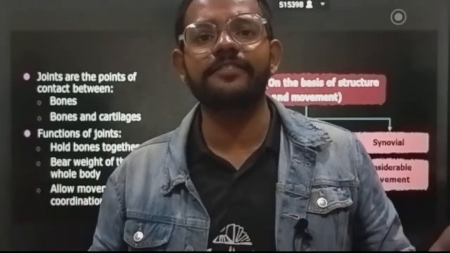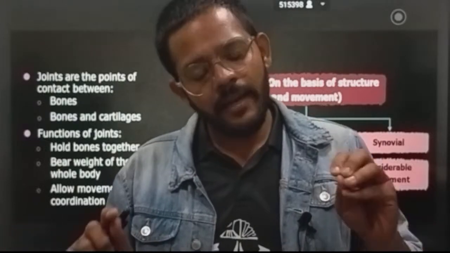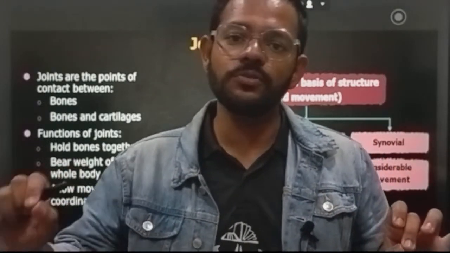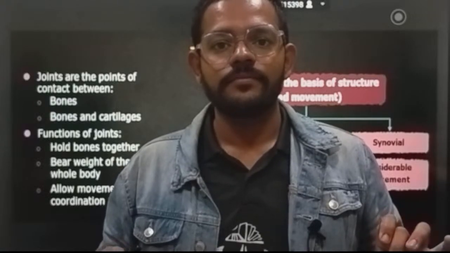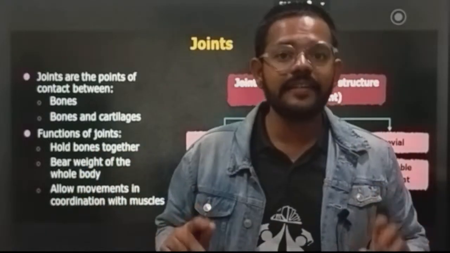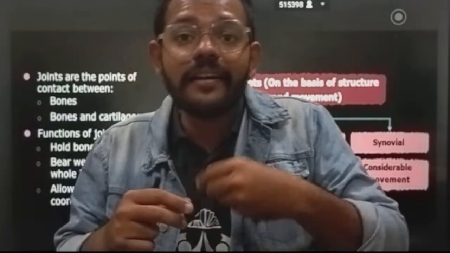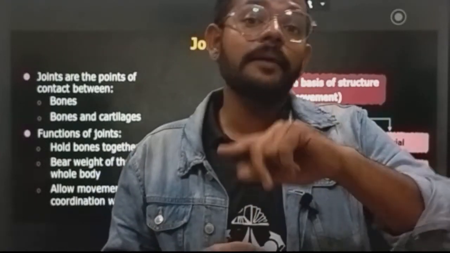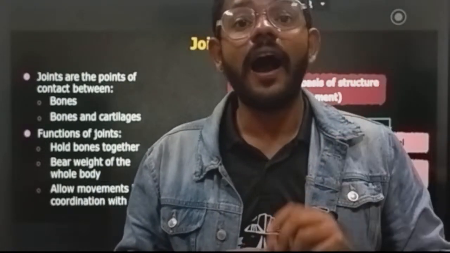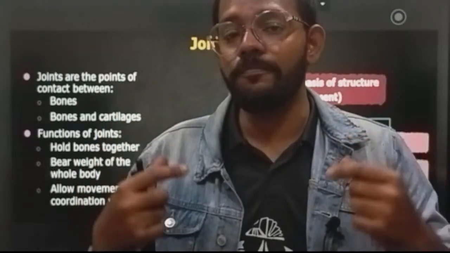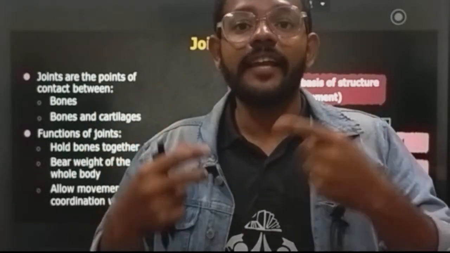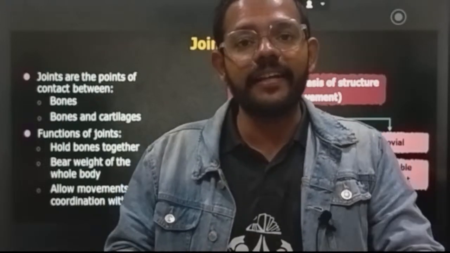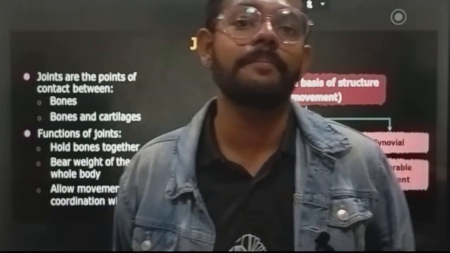Male and female both have the same number of bones, 206 in male and 206 in female. The difference is that female bones are lighter than male bones. One more thing: the pectoral girdle of male is wider than female, but in female the pelvic girdle is wider than male because they have to deliver a baby.